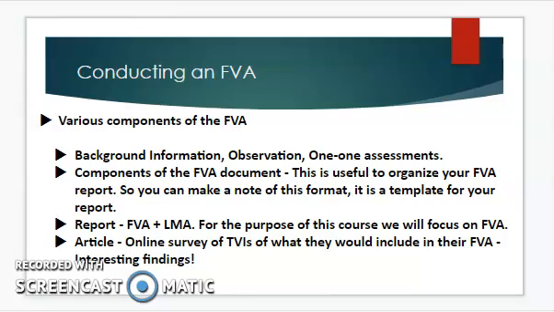And then there is an article, and the article is about an online survey that they did with TVIs across the nation of what they would include in their functional vision assessment report. I find the findings really very interesting, because there are a few things that I've never included in my report, but many states do that. And then there are a few things that I include and they don't do it. So I find that quite interesting.